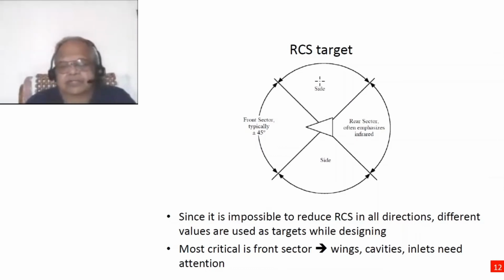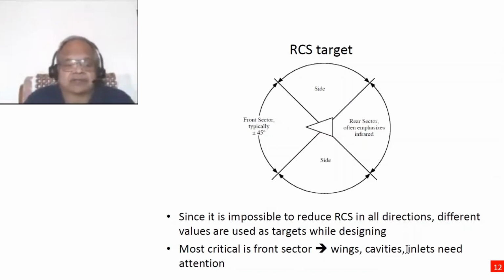Of course, you cannot always minimize everything. It's impossible to do that. So the most critical in the front sector are the wings and the cavities. Cavities, meaning there are lots of cavities on an aircraft which are used for different purposes. The largest cavity, of course, is the inlet, which needs to feed the air into the engine, which is inside the fuselage. So you will find that the air inlets for combat airplanes have become a very critical aspect in terms of reflecting waves.